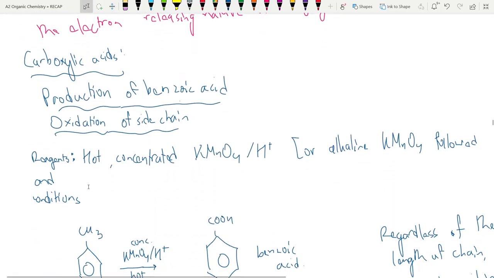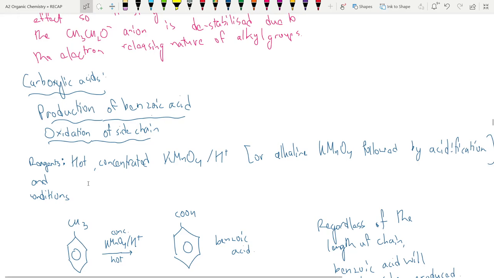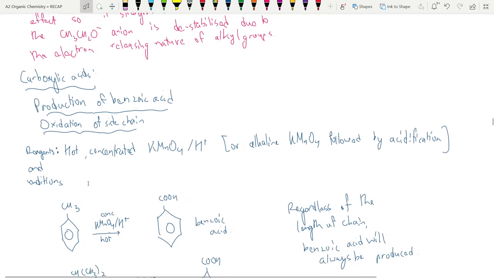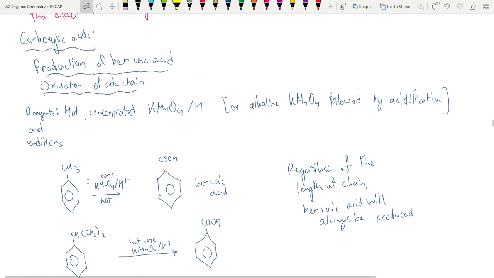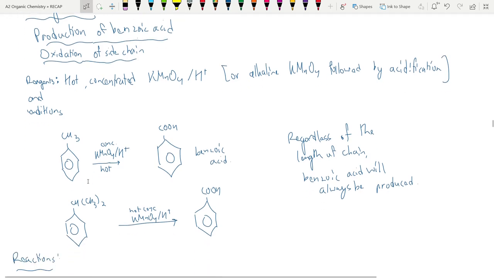Okay, moving on to carboxylic acids. So in A2, we only need to know the production of benzoic acid. How is this done? I taught you beforehand, by the oxidation of the side chain. Regardless of the length of the chain, using hot concentrated acidified KMnO4, we're going to get benzoic acid.